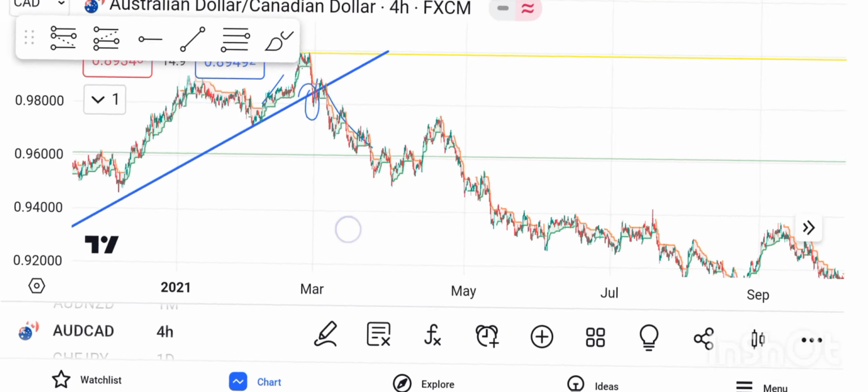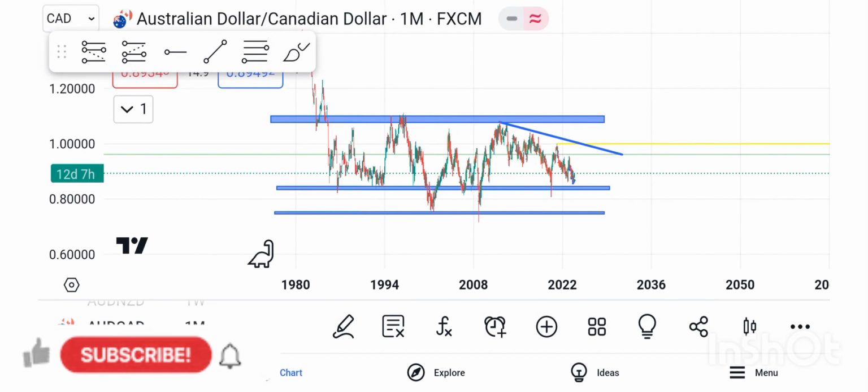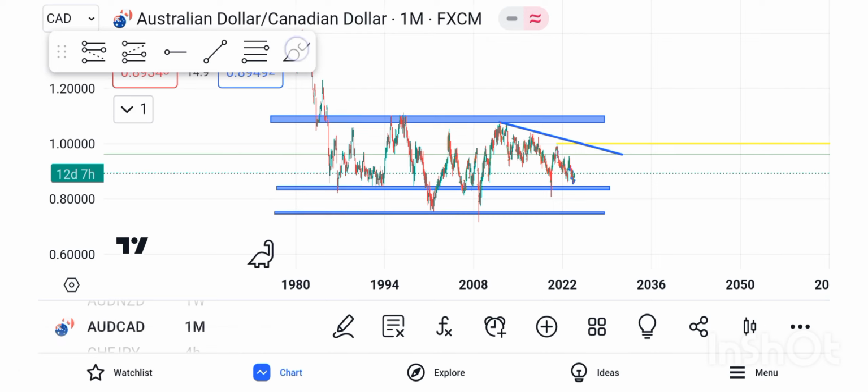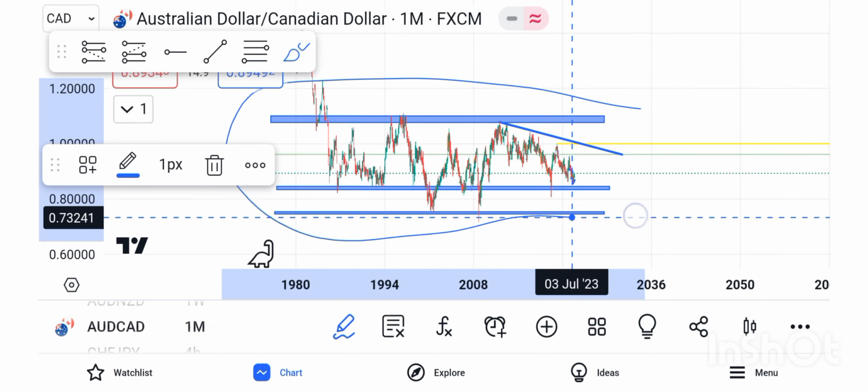This is how you trade. Hey guys, so this is a trade alert video on AUDCAD. Now we just did a trade alert video on AUDNZD, and looking at AUDCAD monthly time frame, we see something similar. Firstly, we notice it's moving in a range.